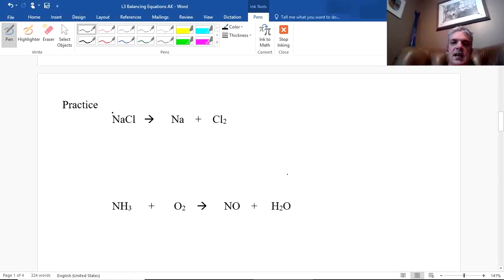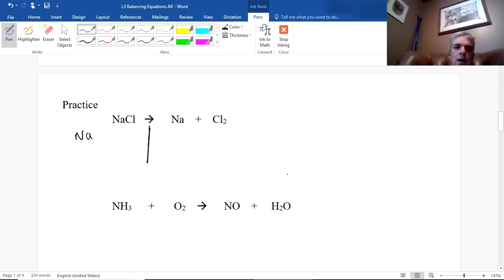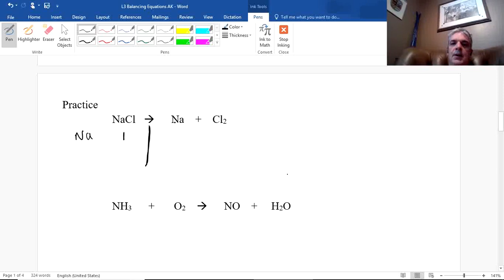So I take the element that I see first, and I say sodium. And then I draw a line right where the arrow is on the equation. And I say to myself, how many sodium atoms do I have on this side? Well, I have 1, NaCl, just 1. And then I say, how many do I have over on this side? Oh, I have 1. Perfect. That's done. No change required because it's already balanced.